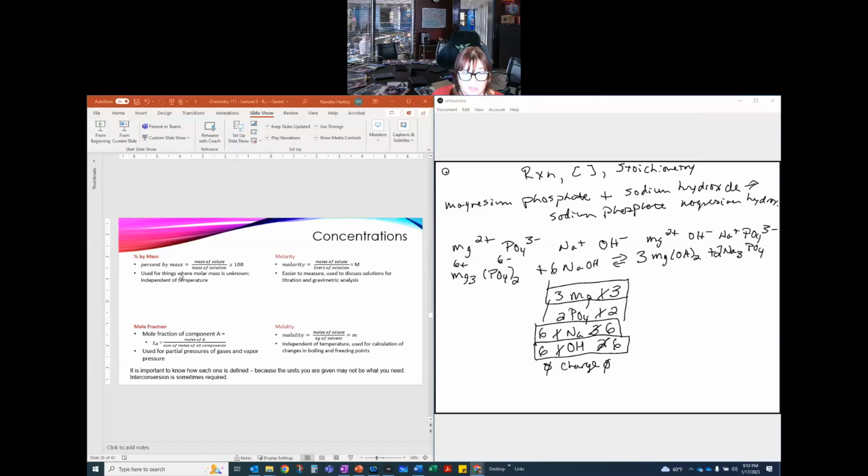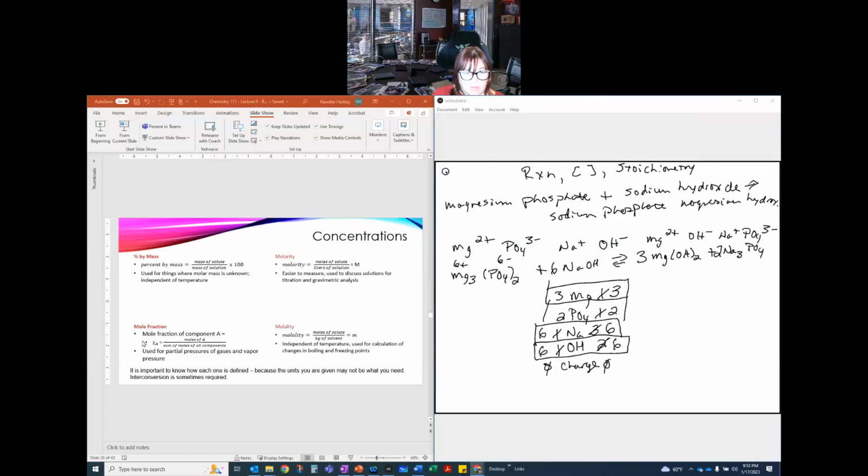We can talk about percent by mass, which is the mass of our solute over the mass of the solution times 100. We can use that. That is something that we are given. Sometimes, it tends to be an old school way to do this, but we sometimes get things that we've purchased that come in a percent by mass. That's usually the only way that we do that. All right, it is independent of temperature, but that's usually what we're dealing with.